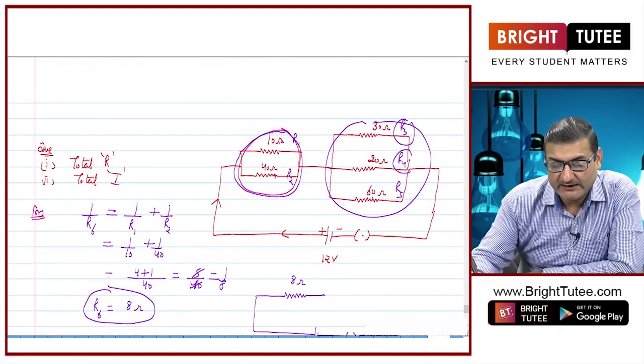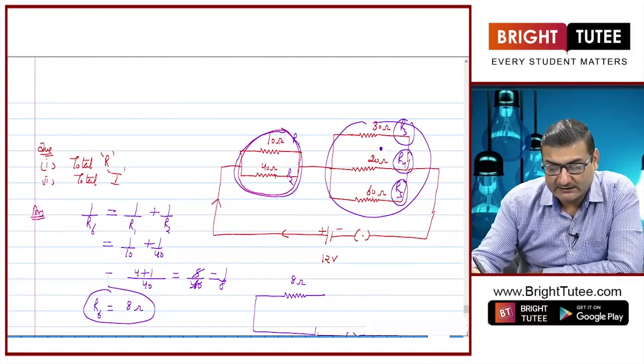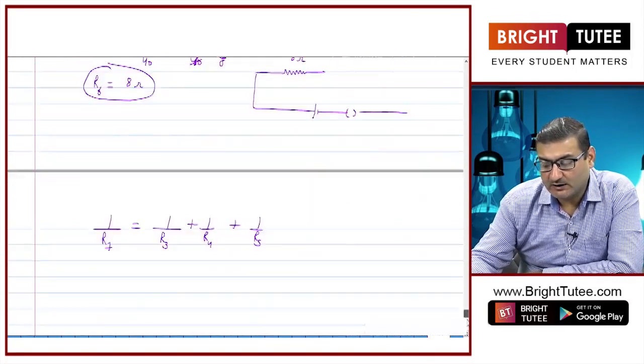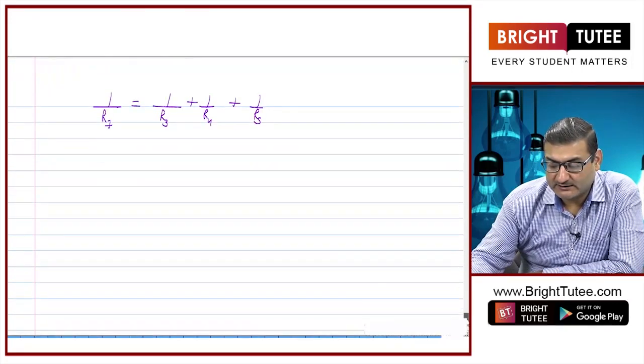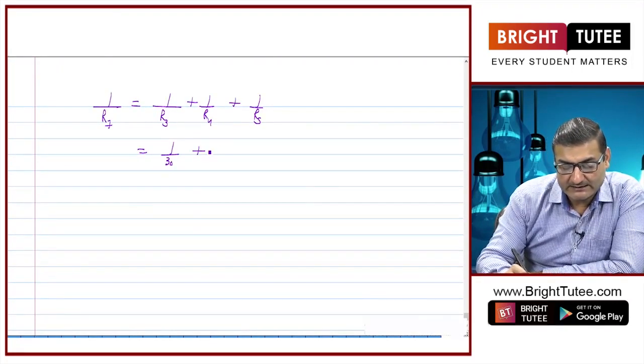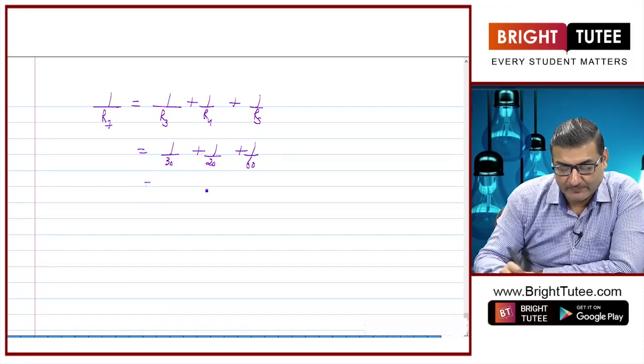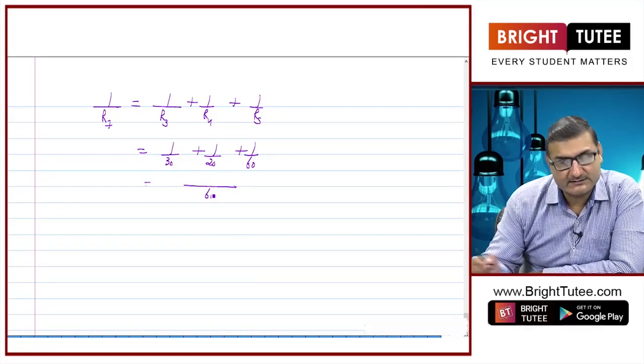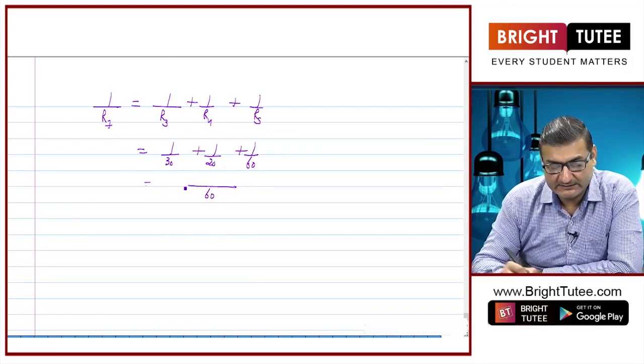This was R3, R4, R5, and that is what I am taking the total of. So, putting the values 30, 20 and 60, I will get 1 upon 30 plus 1 upon 20 plus 1 upon 60. LCM I will be taking 60, right.